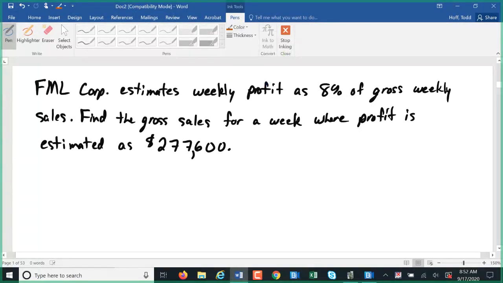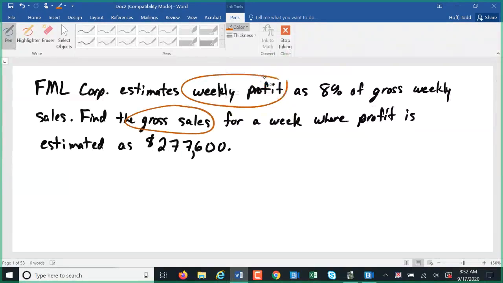Now here, first thing we want to do in a word problem, before we start plugging numbers in anywhere, is we want to look at what we have in the problem. When we're dealing with percents, there's either 2 or 3 different values that are given. Here there's 2. There's weekly profit, and there is gross sales.